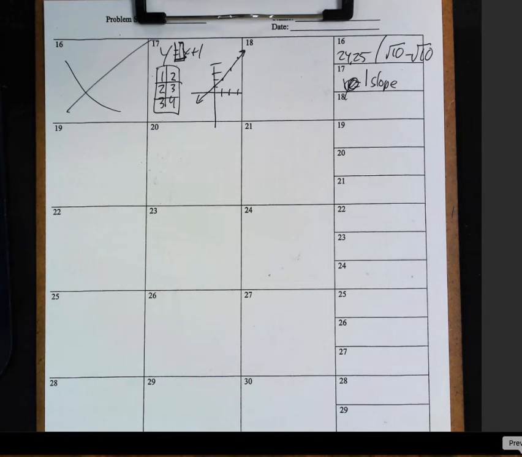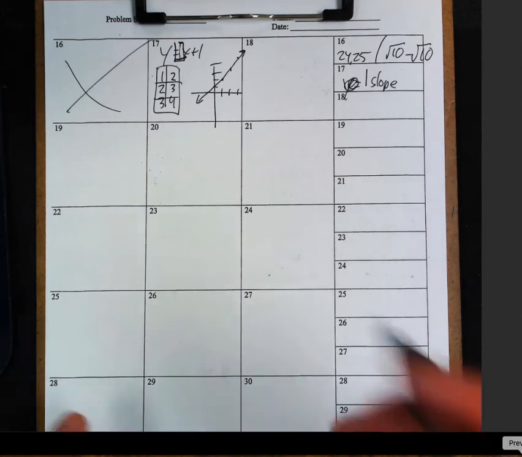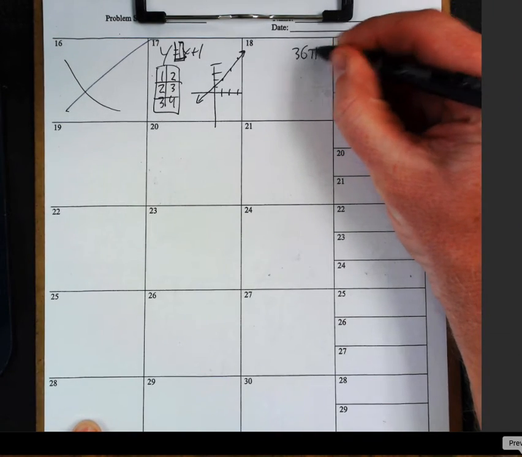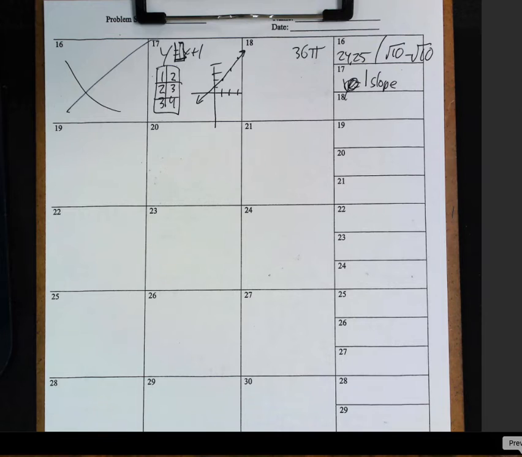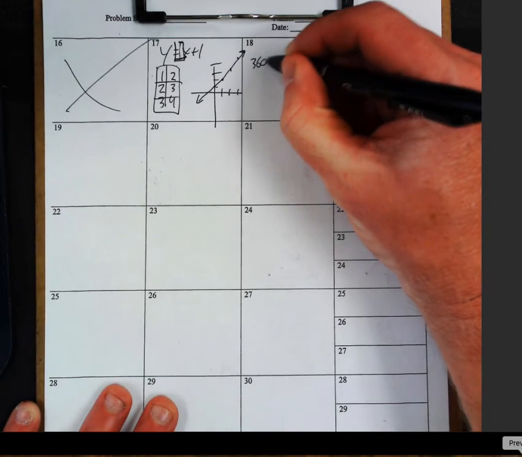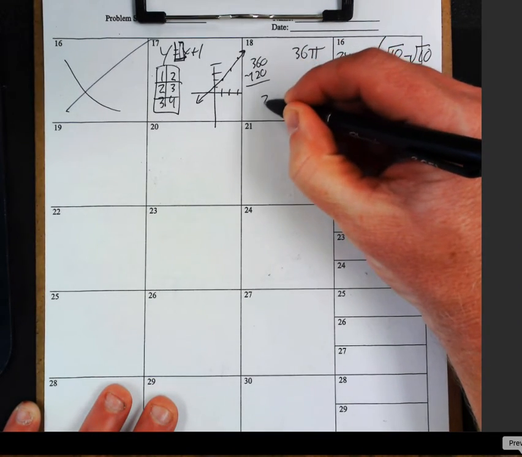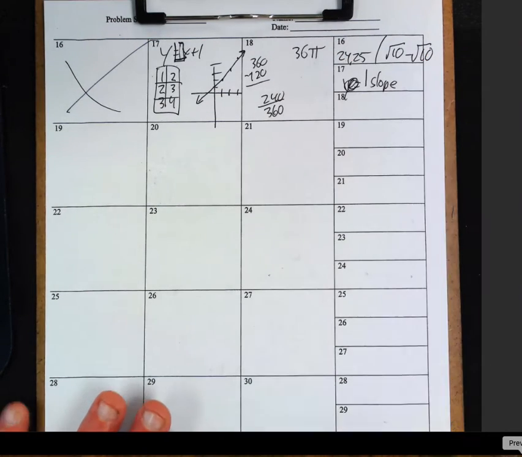Number 18. If the radius of the circle is 6, what is the area of the shaded region? How would I find the area of the whole circle? I would do 6 squared, which is 36, and then I'll multiply it by pi. Good. Now, how do I figure out what the shaded region is? Just subtract 120 from 360. Okay. And you get 240? Good. So my circle is 240 out of the 360 degrees.